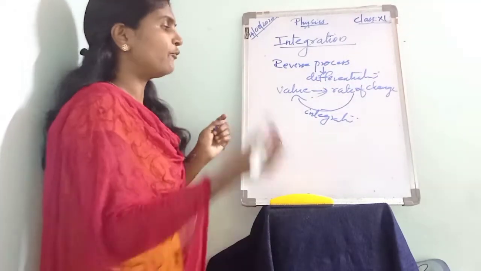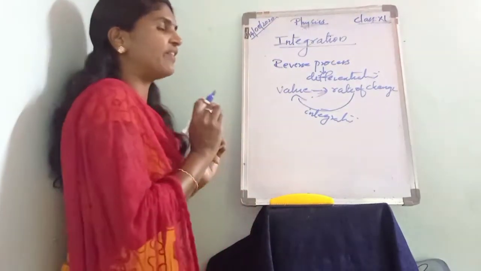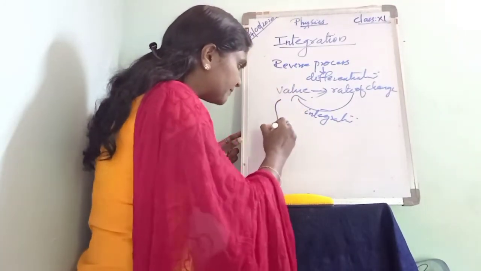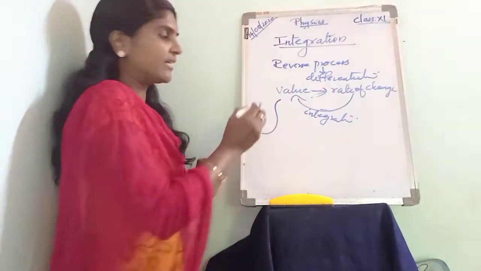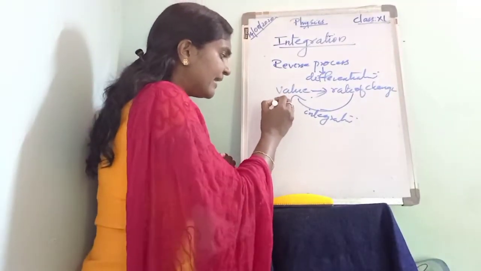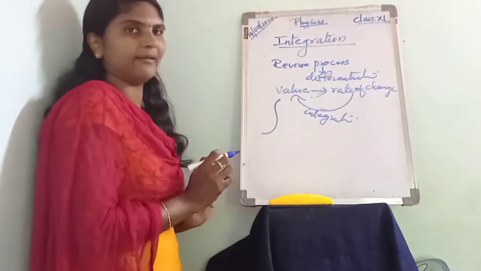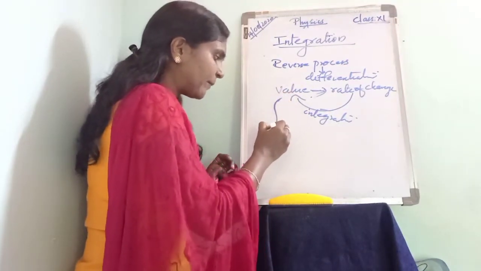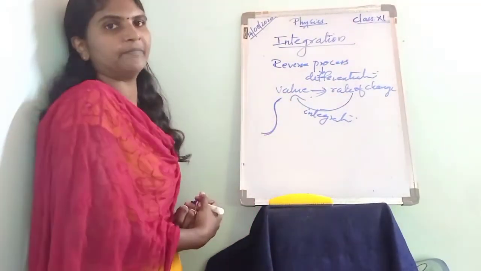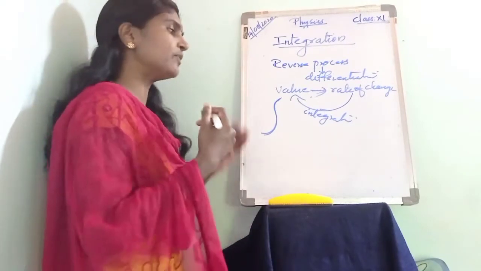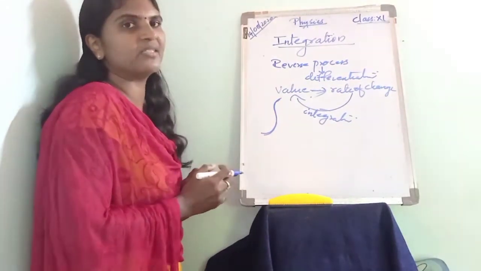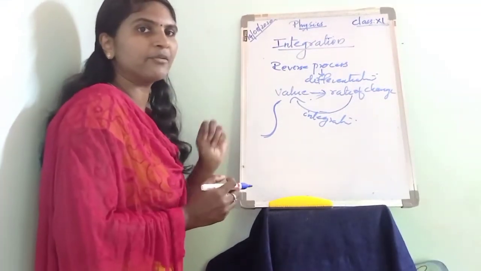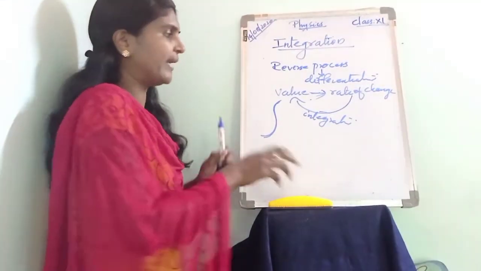And for representing integration, we use a symbol. It is an elongated S. This symbol is called the integral, and it represents the process of integration. Here also we use certain equations and formulas to find the integral value.